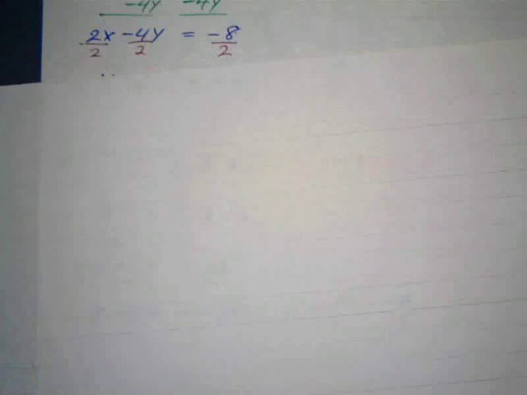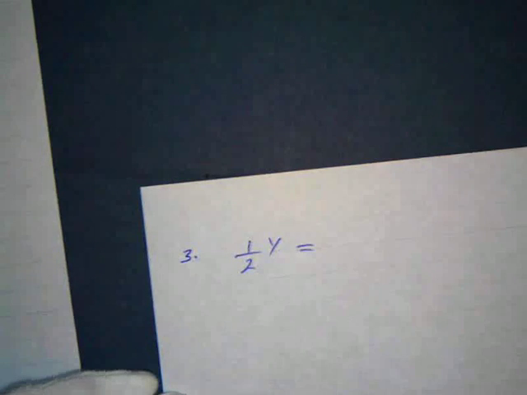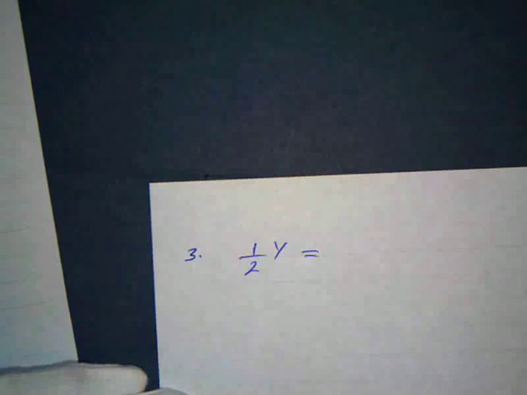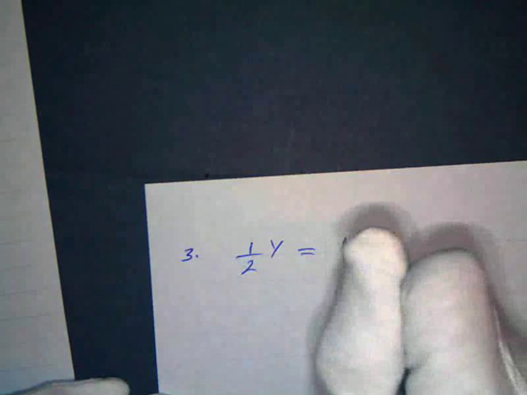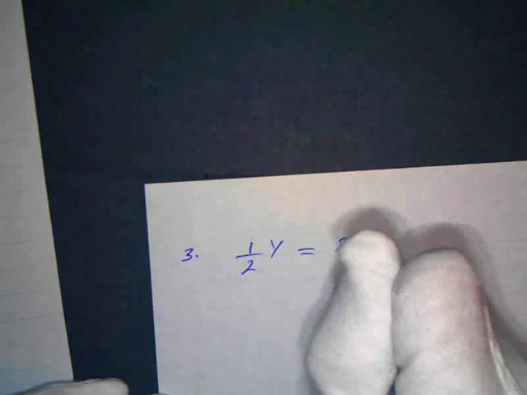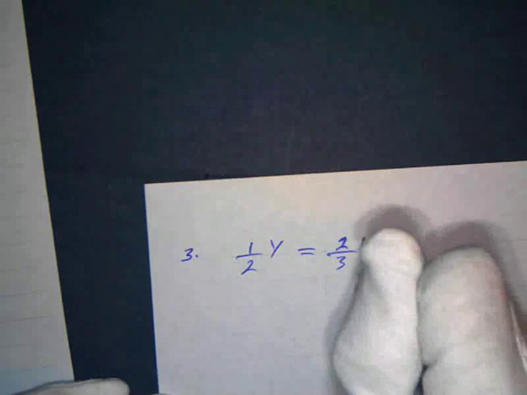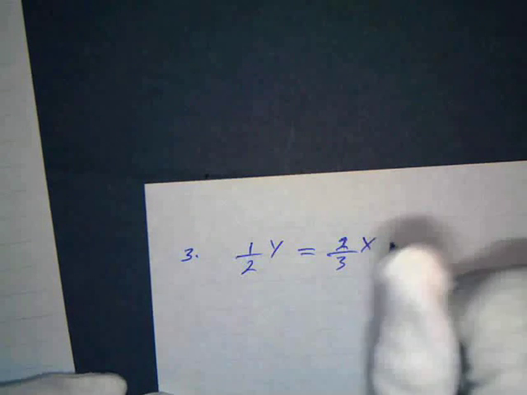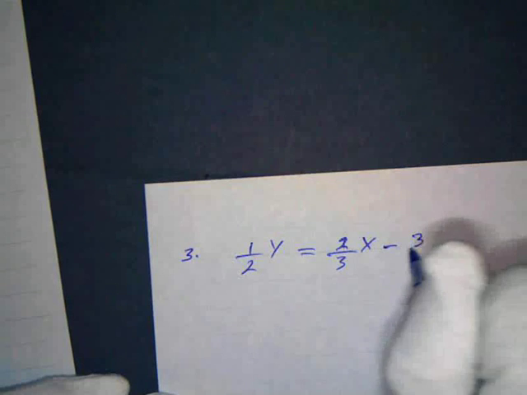And this, we'll call this number 3. And this might be 1/2 y equals 1/3 x. And let's make it 2/3 x. And then minus 3 over 4. There we go. Okay, that's a nice one.